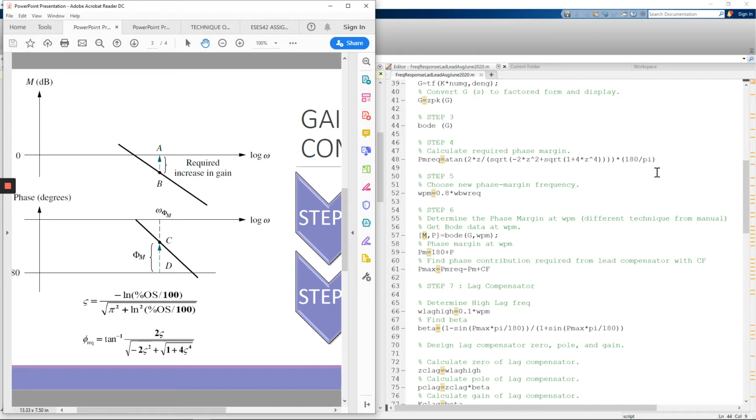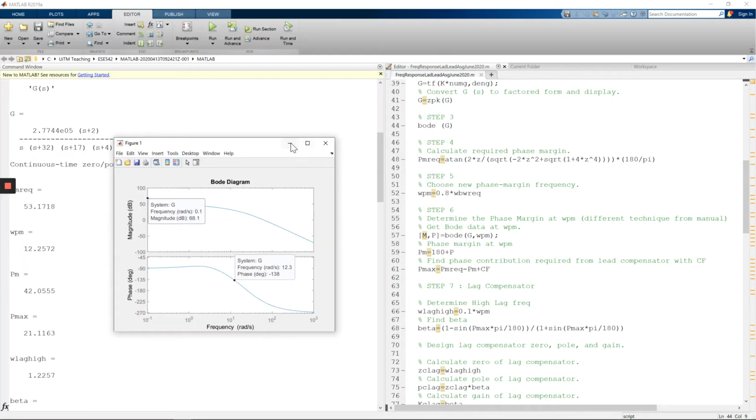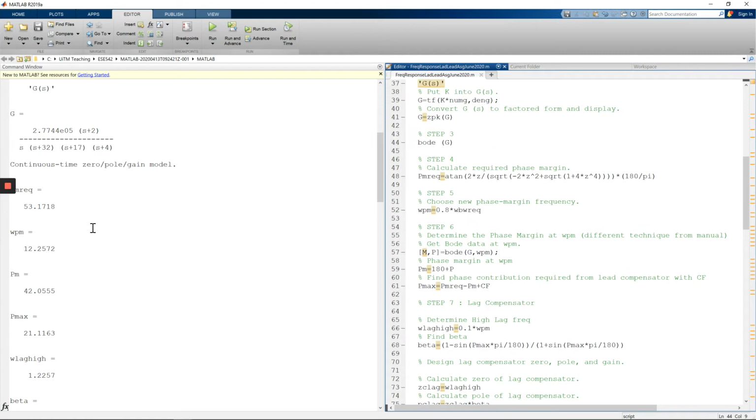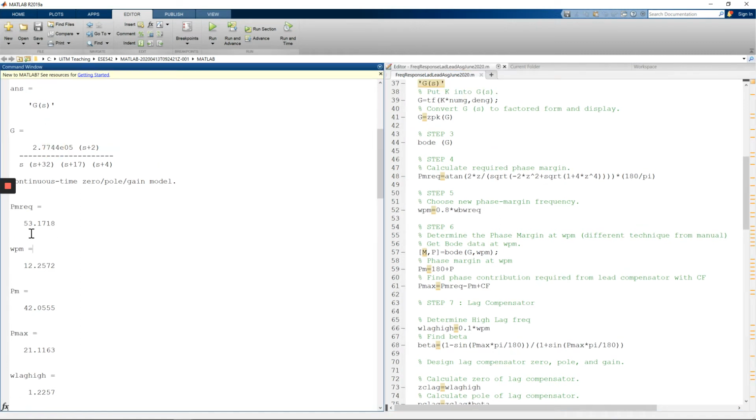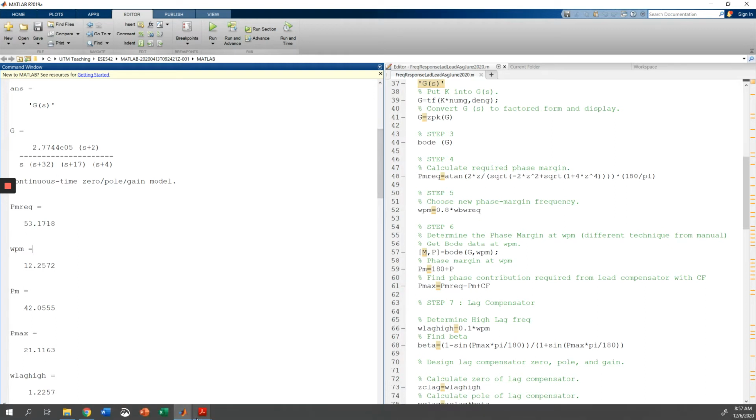But for Matlab, we need to convert this radian value of the angle to degrees by using the equation 180 divided by pi. I label this required phase as PM required. In my case, my PM required is 53.17 degrees.